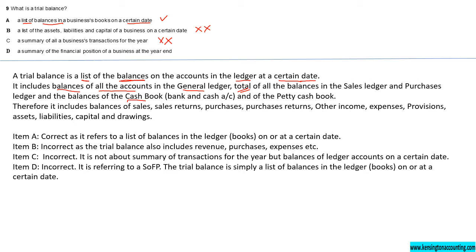D is talking about a summary of financial position. Here it is referring to the statement of financial position, not a trial balance. A trial balance is just a list of balances. Therefore, item D is also wrong. Therefore, the correct answer is A.